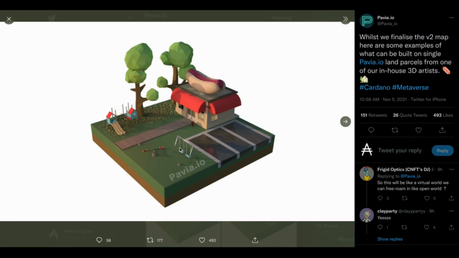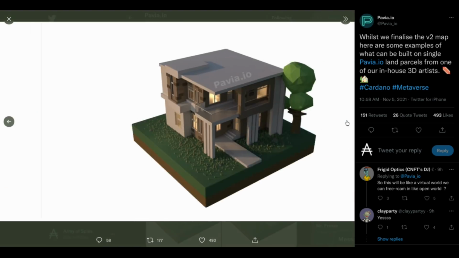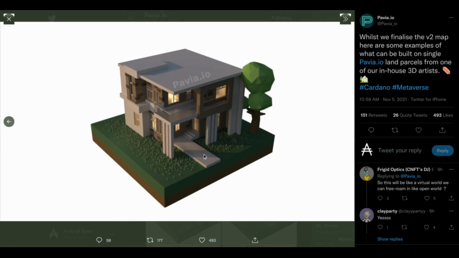It looks like a little playground for kids. And are these like garden parcels? A couple trees, some little bushes, a couple rocks. I like this. I'm okay with this. But I'm even more okay with this. This is what I'm talking about.